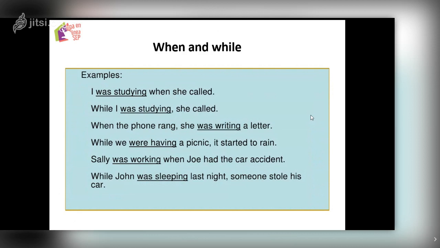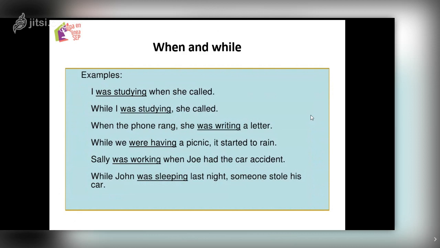So I'm going to connect my first sentence. I was working on the computer when, my connector, with the simple past sentence. The light went out. Okay? Can you see the difference? Okay. And while is when you have two sentences, but the actions happened at the same time. For example, I was walking on the beach while my cell phone was ringing.